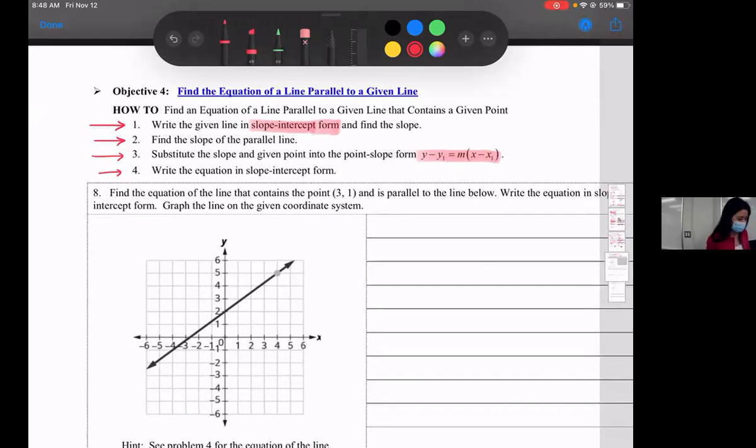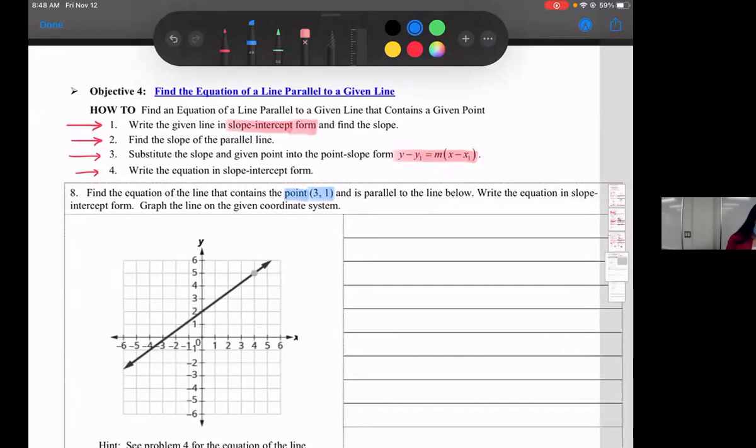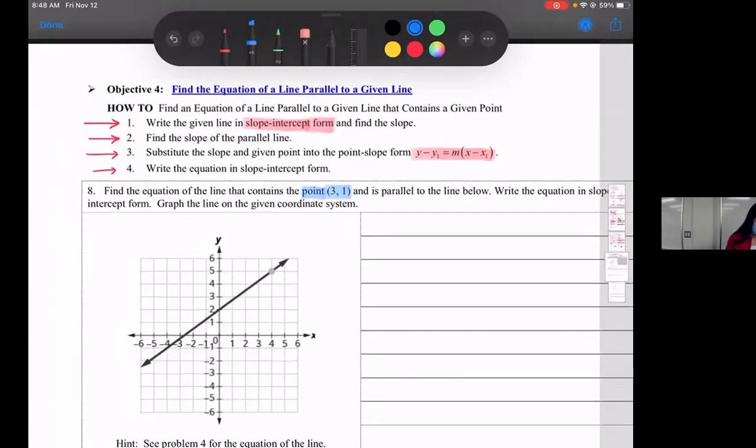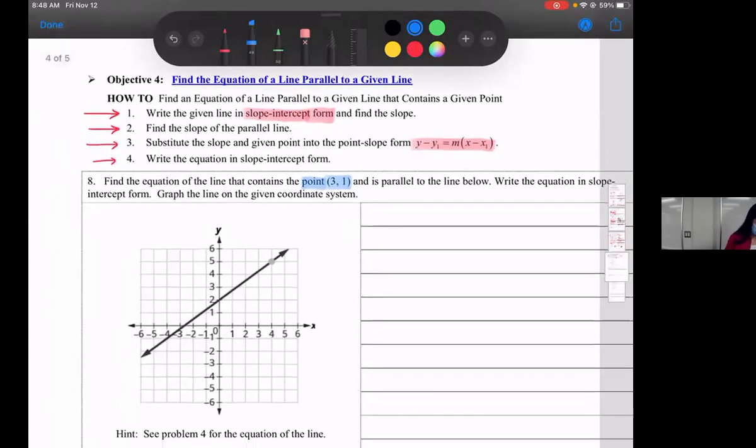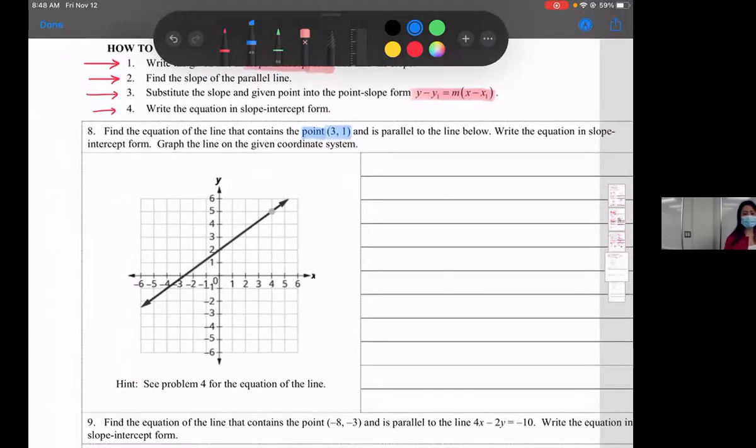Find the equation of a line that contains the point 3, 1. So they give you a point. I'm going to highlight it in blue. That's the point I'm looking for. And it's parallel to the line below. Write the equation in slope-intercept form. Graph the line on the given coordinate system. If you look at this one, we already did it. Do you remember? It's from number 4 in objective 1. What is that equation?